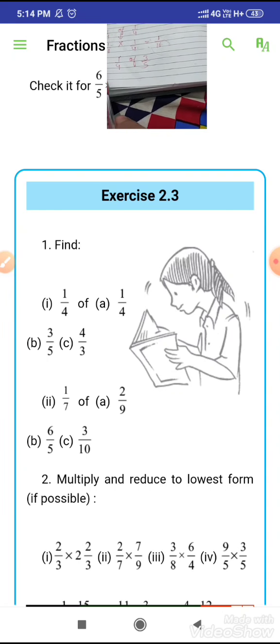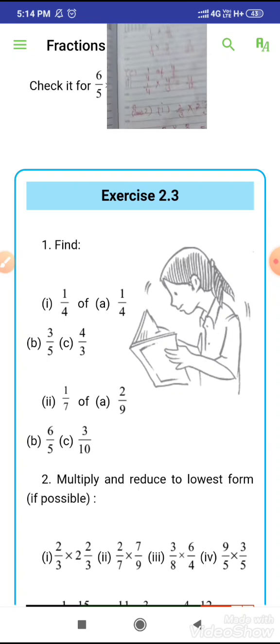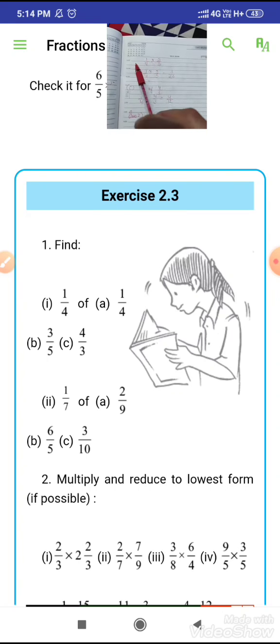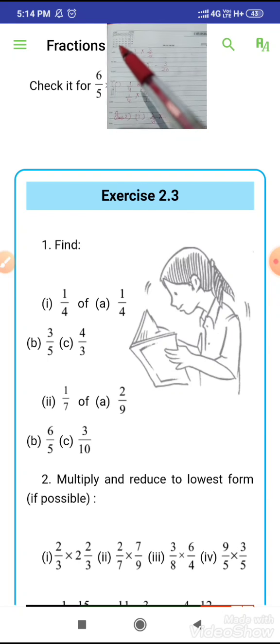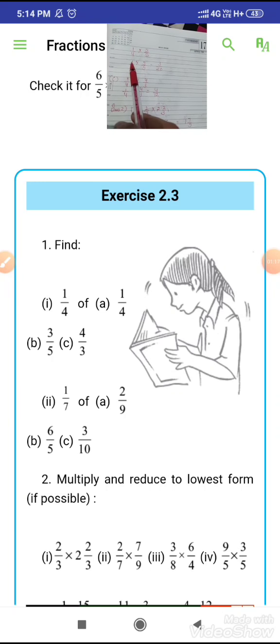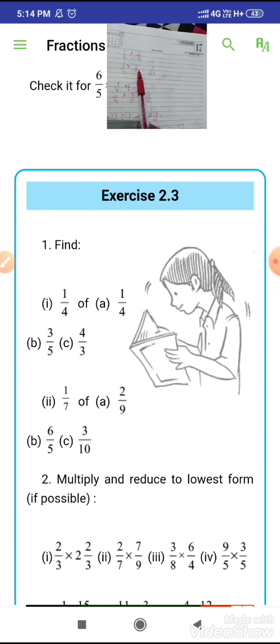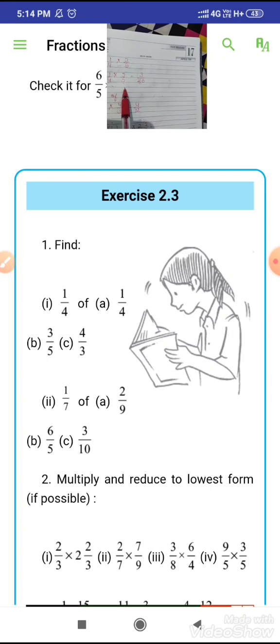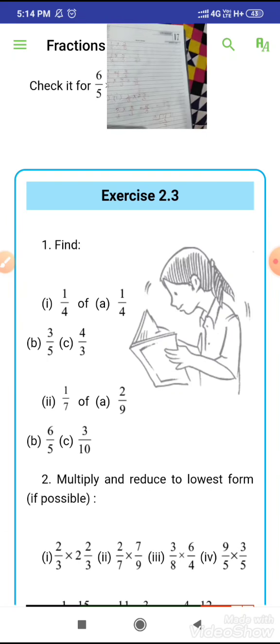B part of this question is 1 upon 4 of 3 by 5. Of means multiplication. So 1 upon 4 multiply by 3 upon 5. We simply multiply numerator by numerator and denominator by denominator. So we have 1 multiply by 3 and 4 multiply by 5. We have 3 upon 20 as the product of 1 upon 4 and 3 upon 5.